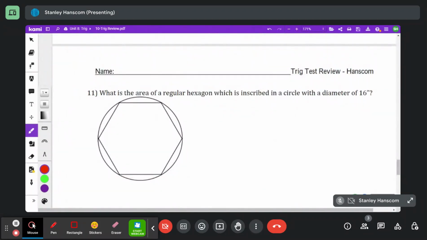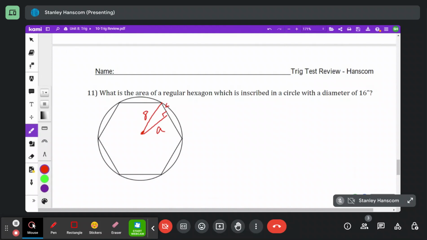What is the area of a regular hexagon which is inscribed in a circle with a diameter of 16? So that circle has a radius of 8 then. If I want to use trig to my advantage here, I can use the trig to find the apothem length. Unfortunately, that 8 could be used in another way, but I want to show it with trig since we have a trig test.